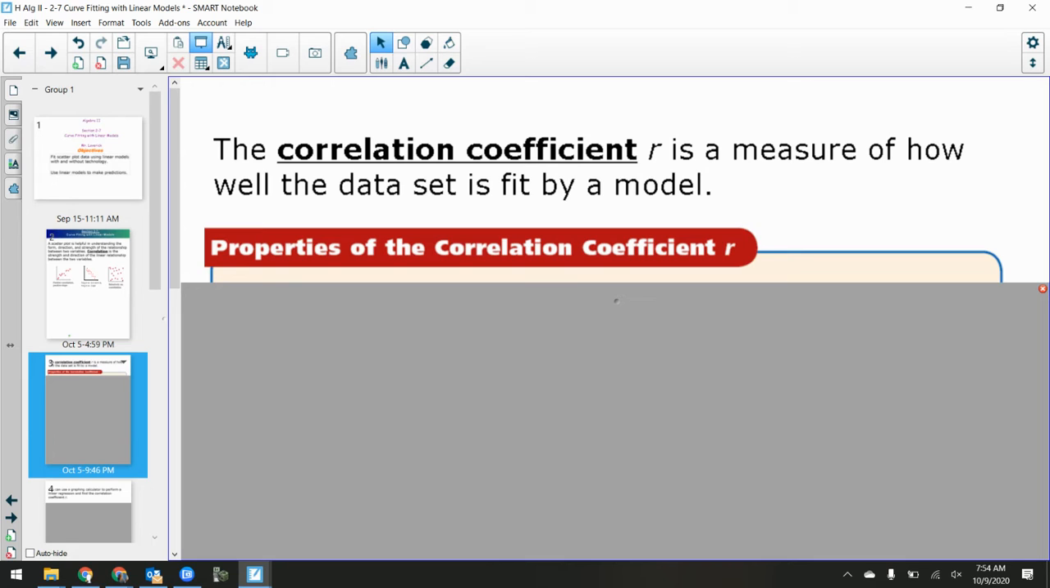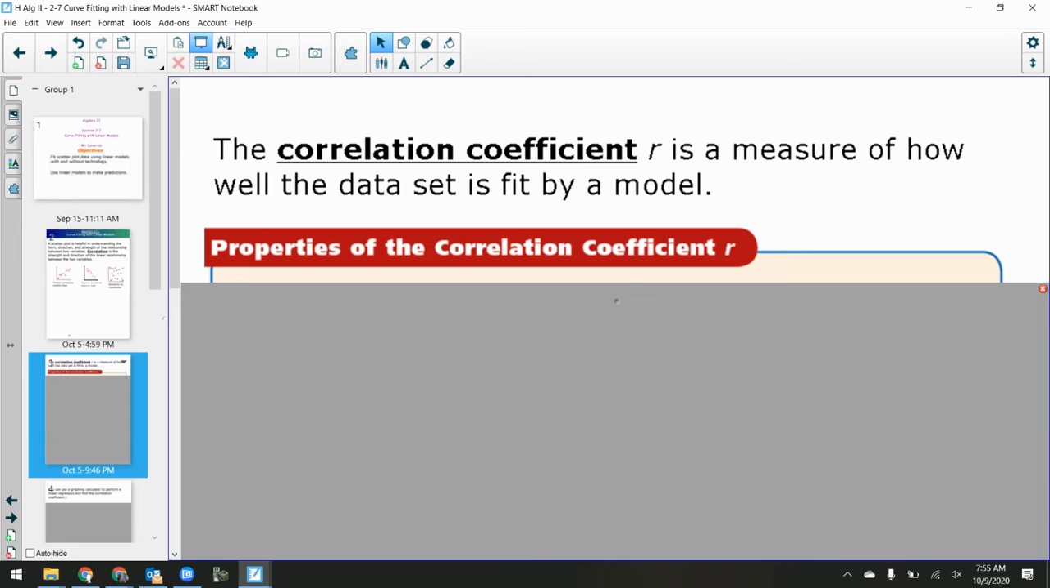But the correlation coefficient R is a measure of how well the data set is fit by a given model. This word model basically just means the equation that the calculator spits out for us. How strongly does it fit a particular line? That's going to be the R value. How strongly does it fit to that equation?